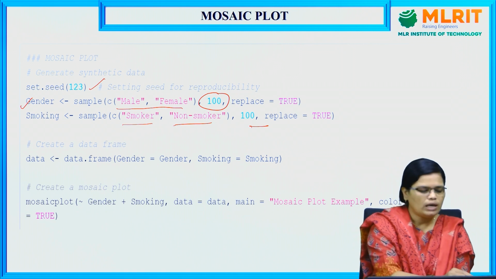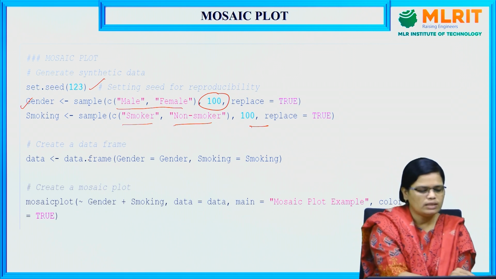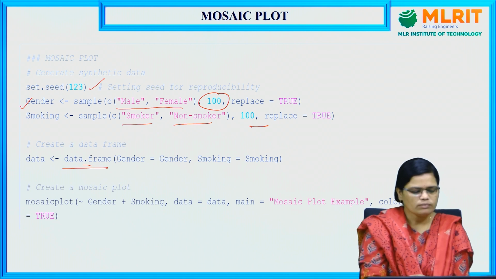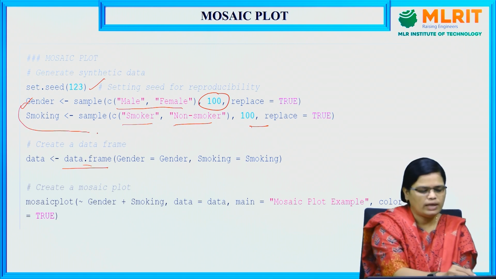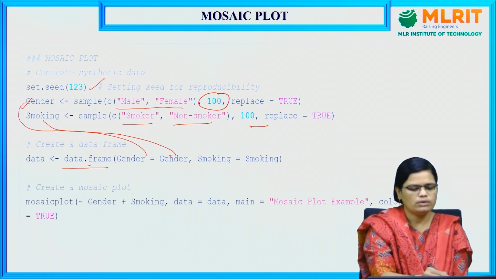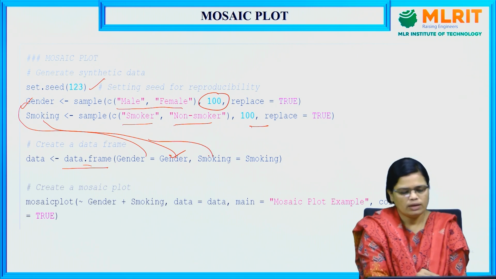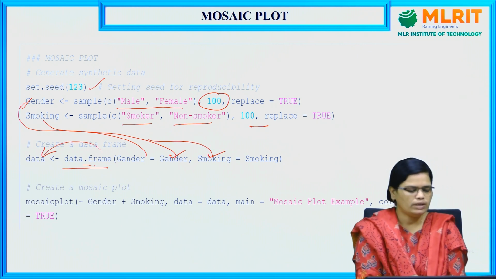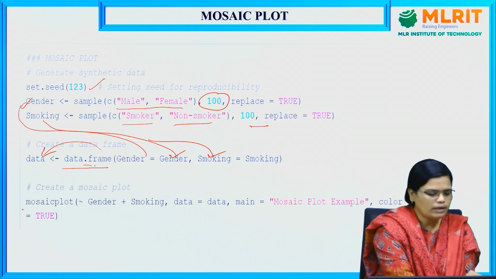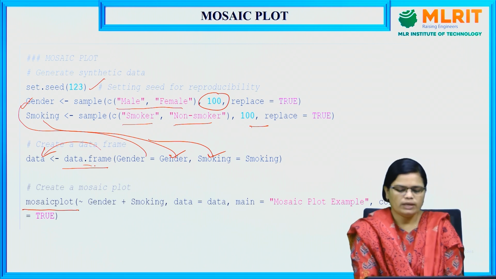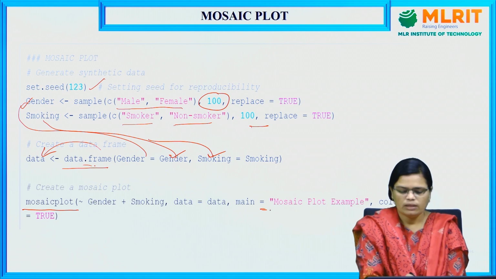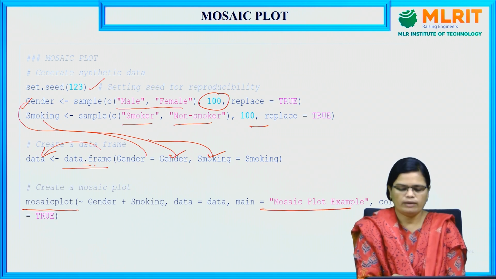This data got converted into a data frame. We are assigning the attributes here. These attributes are assigned to a data frame, and this data frame is assigned to the data here. Now we are creating a mosaic plot with the data frame we have created. The name we have assigned is mosaic plot.